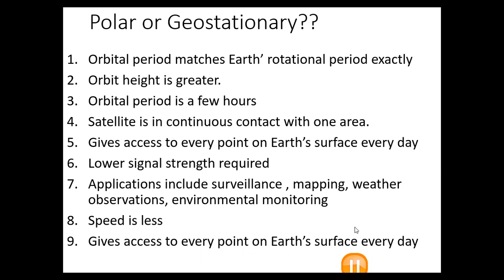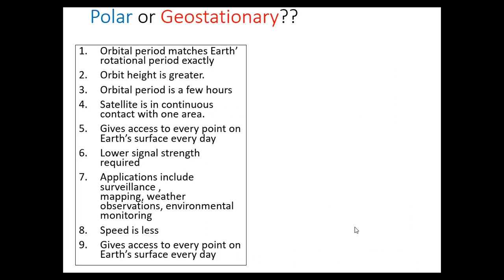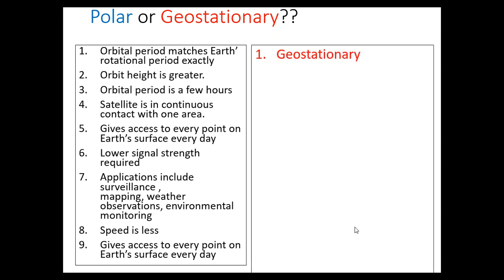Okay, so let's summarize these two orbits then. Orbital period exactly matches Earth's rotation? Well, that's the geostationary orbit. The orbit height is greater? That again is geostationary. It's much further out. The orbital period is only a few hours? That's the polar orbit. The polar orbit is whizzing around much faster than the geostationary orbit.